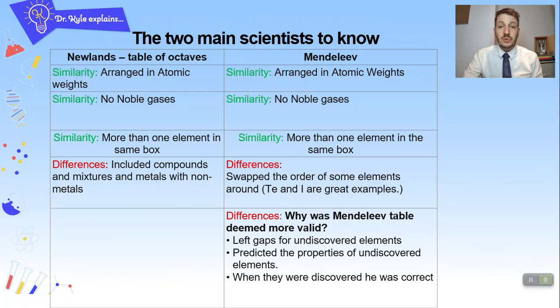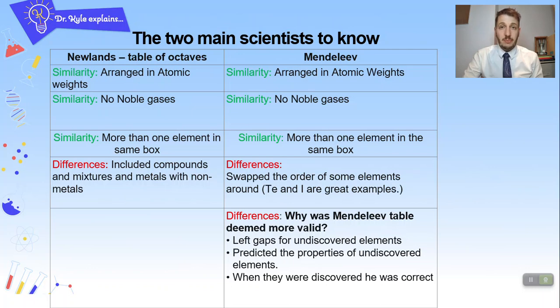Both of them also added more than one element into the same box. Now, John Newlands included compounds and mixtures and metals and non-metals within his table, whereas Mendeleev swapped the order of some of the elements around. Now, Mendeleev did this, and this led to a better model of the periodic table.